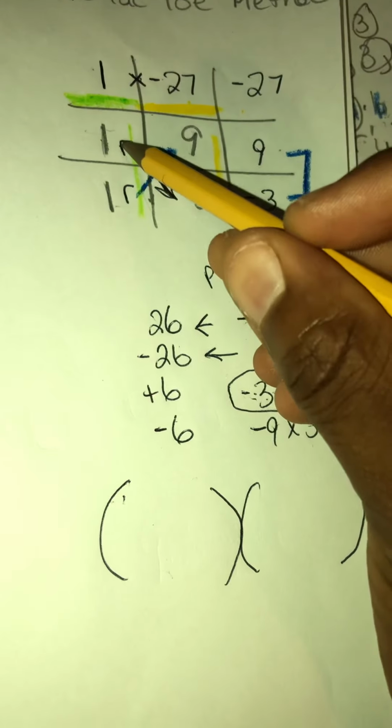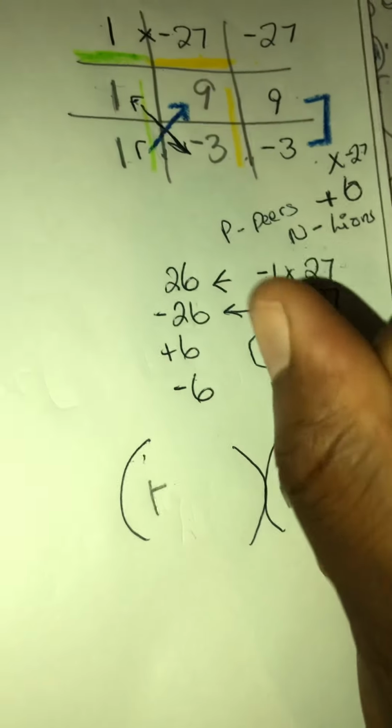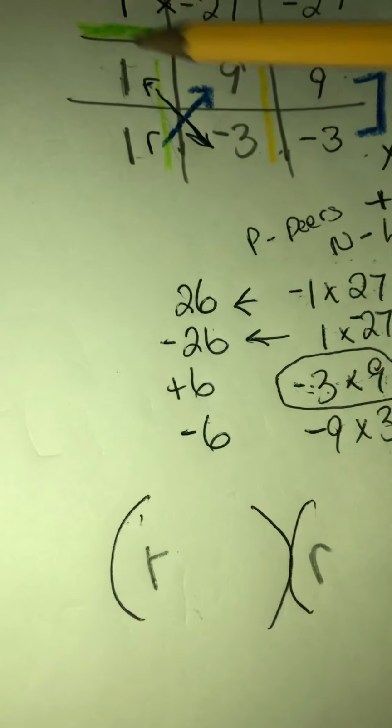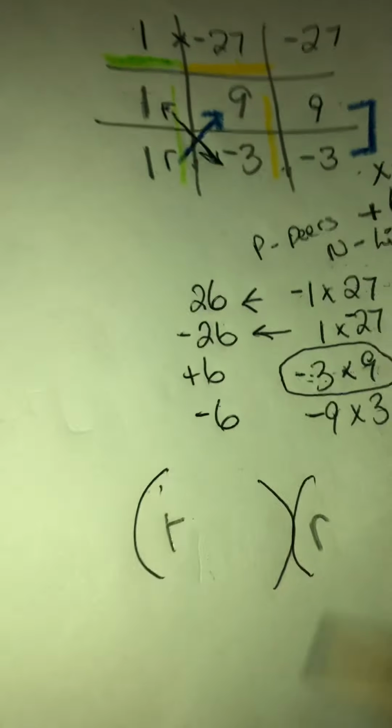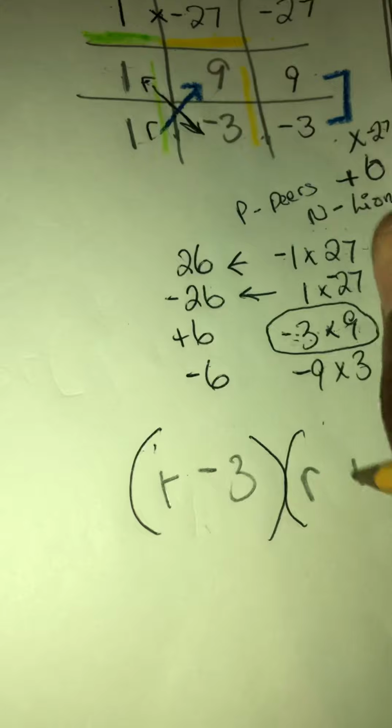So here I have r in the first. So the variable always goes first, and then the numbers go behind. So here I have r minus 3, and here I have r plus 9.